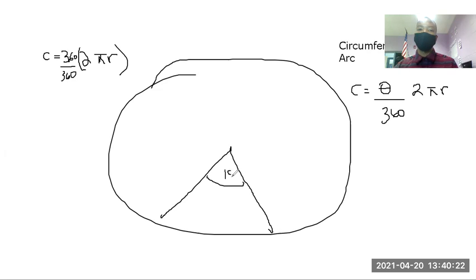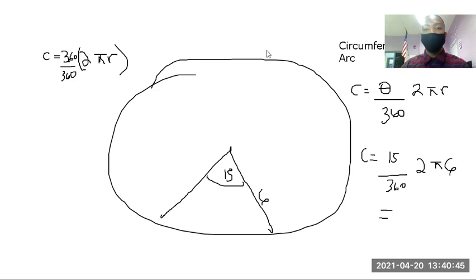For example, if we have an example where the slice is 15 degrees and the radius is 6. So c is equal to 15 over 360 times 2 times pi times 6. And you go through and you solve that. The answer that you're going to get is equal to the distance of the arc. The distance of the arc, from this point to this point. That's how you find the area of a sector and the circumference of an arc.